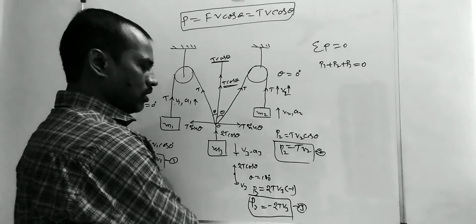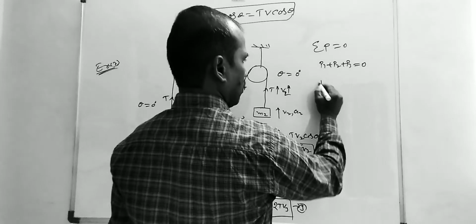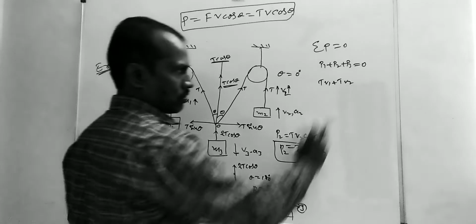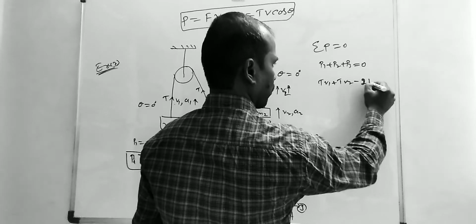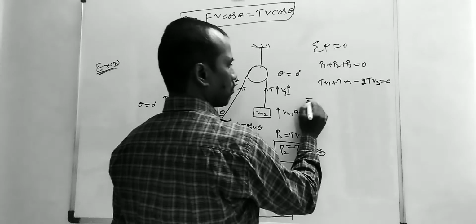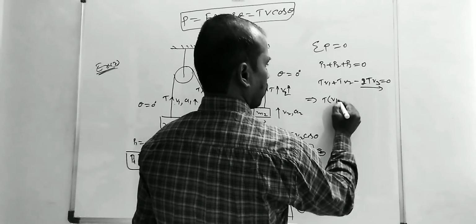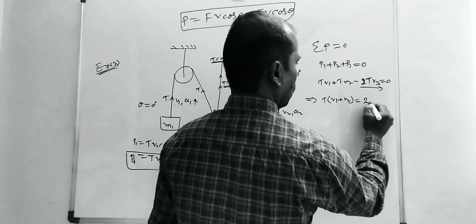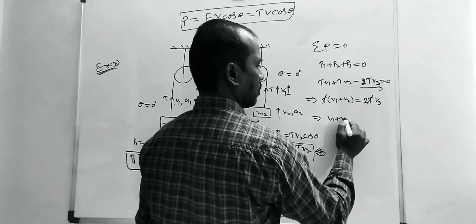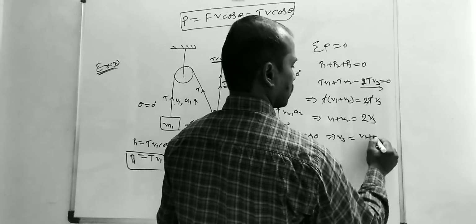Substituting these three values here, we will get T V1 plus T V2, and this one is a negative value, so minus 2T V3 is equal to 0. Simplifying, taking it to the right side, T is common: T times V1 plus V2 is equal to 2T V3. T gets cancelled. So V1 plus V2 is equal to 2 V3. V3 is equal to V1 plus V2 by 2.